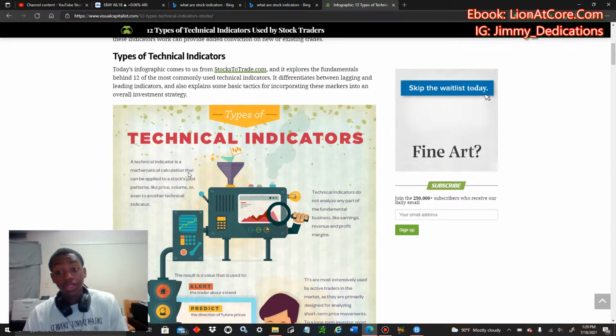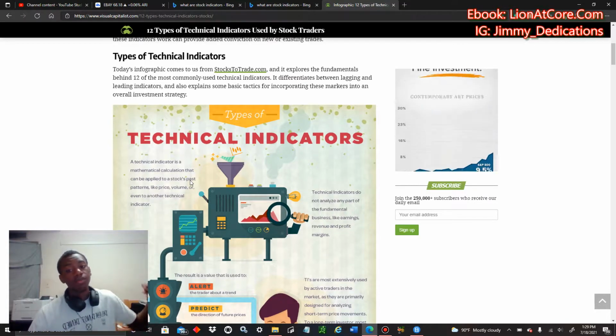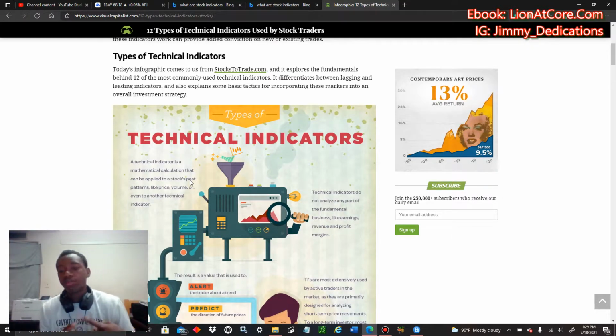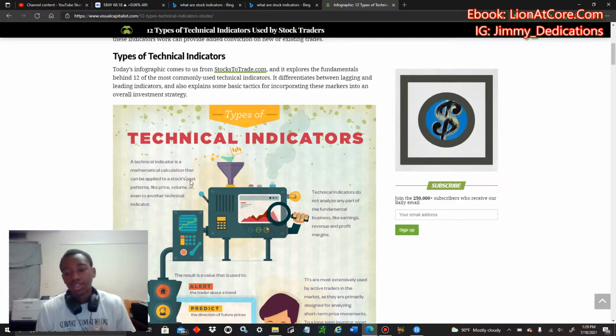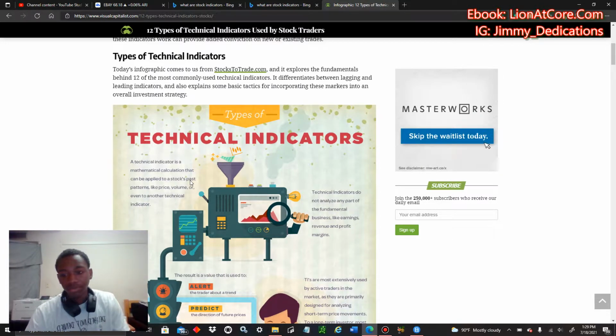A technical indicator is a mathematical calculation that can be applied to a stock's past pattern, like price, volume, or even to another technical indicator. And I really could have pulled up my book for this.